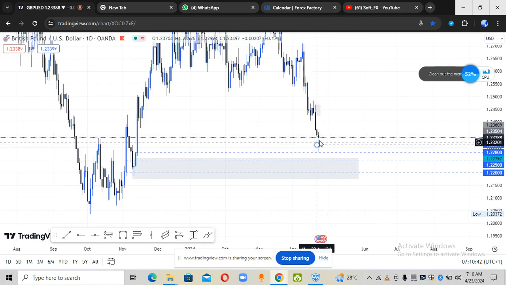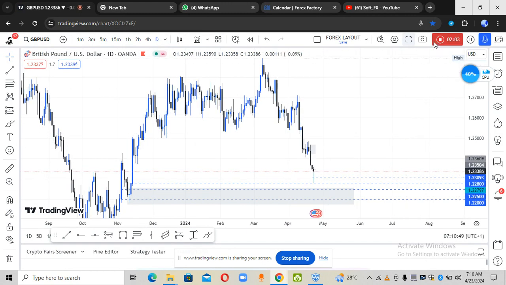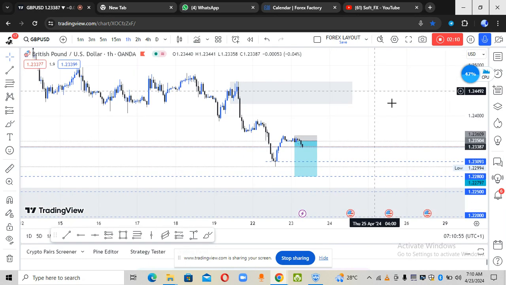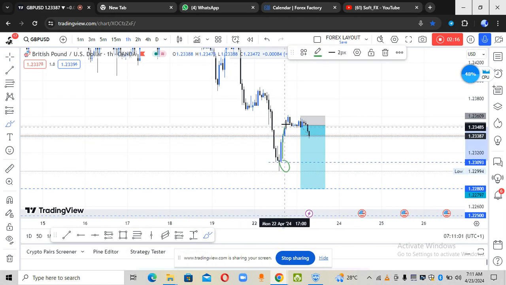Yesterday I did tell you guys in our WhatsApp channel actually that we're going to see British pound buying during the London session, and that is exactly what happened right here. During the London session, we saw British pound buying to this level.